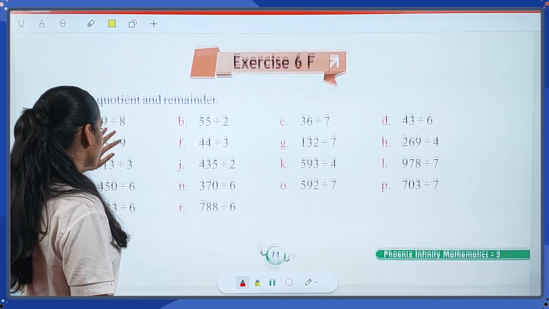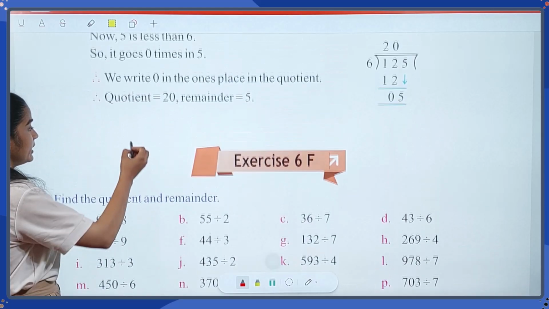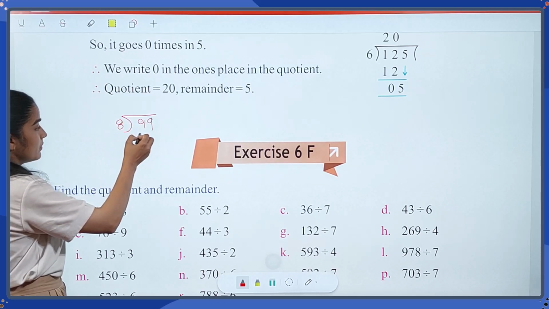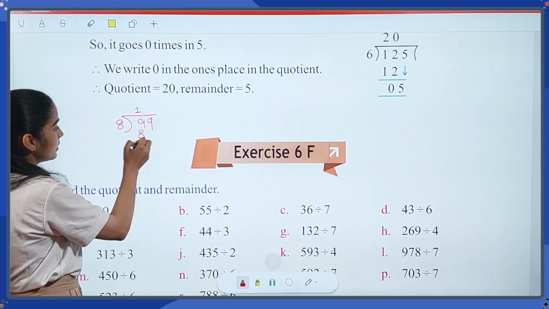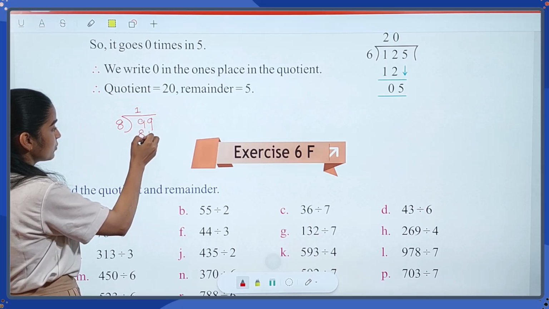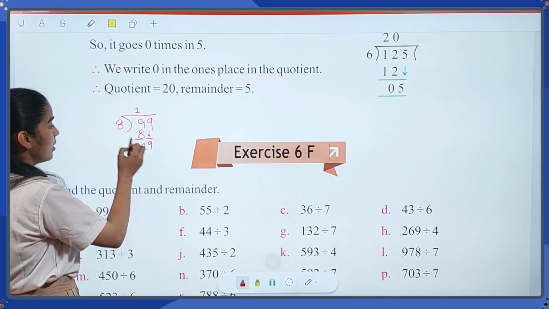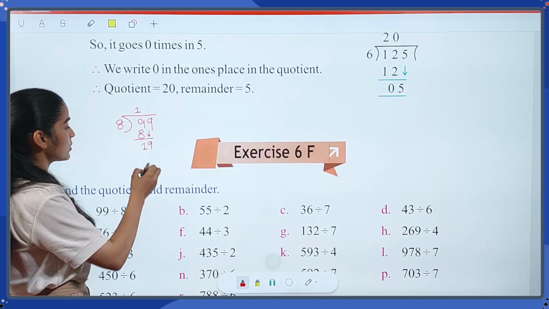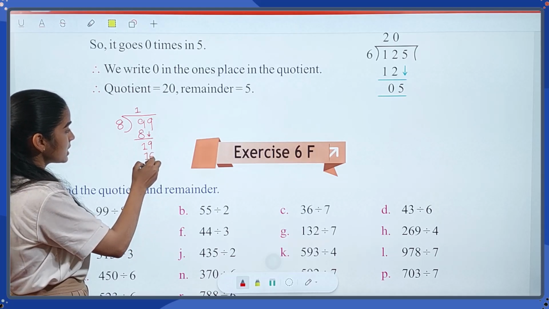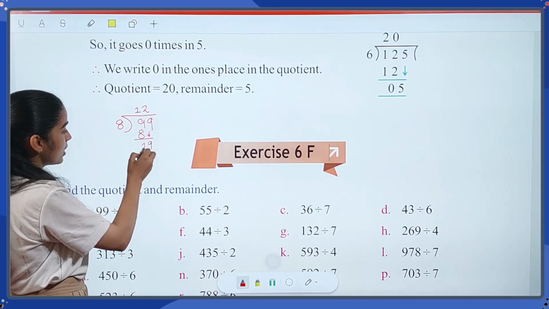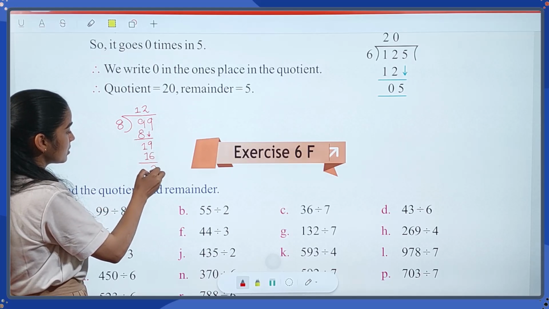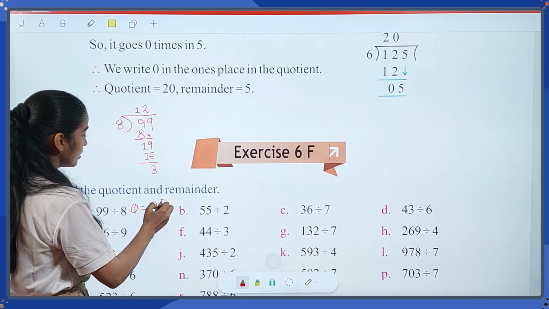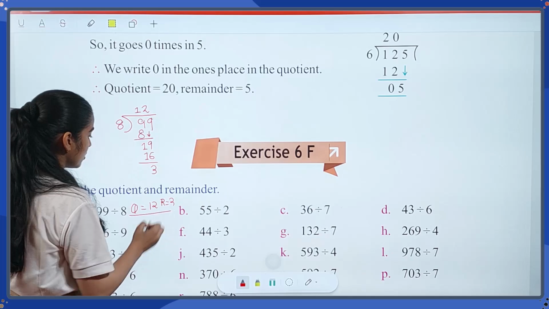Now we have the next exercise: 99 divided by 8. So what can we do? In 8's table we have 8 at the place of 1. 9 minus 8 is 1. Then shift the next number downwards, 19. For 8's table we have 8 ones are 8, 8 twos are 16 and 8 threes are 24. So what do we have to take here? We have to take 16 only, which is at the place of 2. 19 minus 16 is 3. So your quotient is 12 and your remainder is 3. This is your answer.